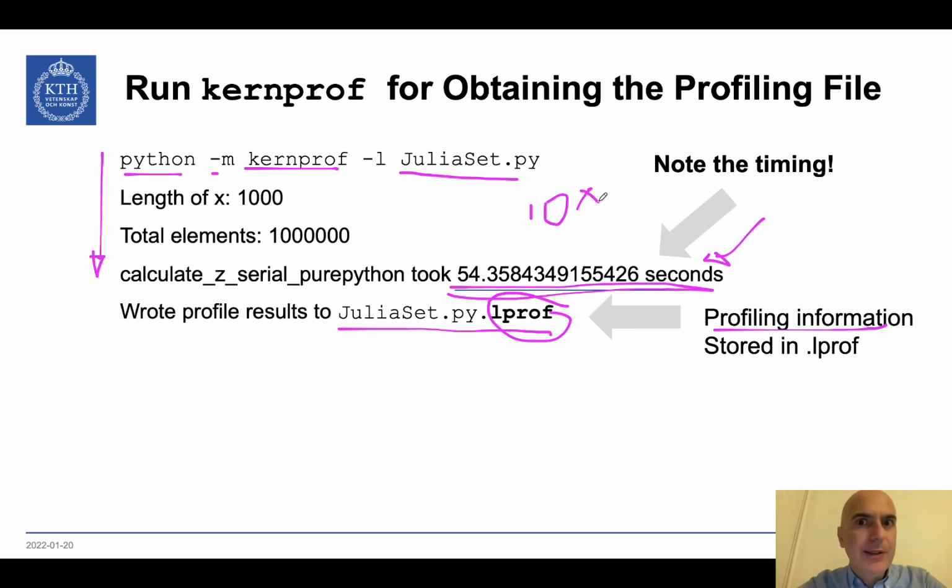Just to summarize this slide, we can use line profiler. The first step is to obtain a file with the profile information that has the extension lprof. To do that, we run python -m kernprof, that is the name of the script, -l, and then the name of the code that we have instrumented with the @profile decorator.